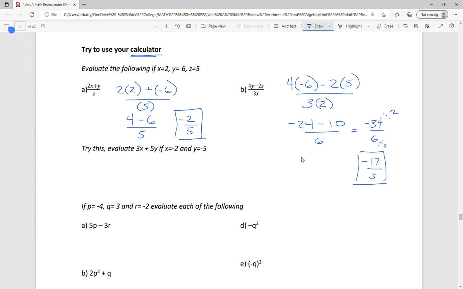So the letters have changed on this one. The expression is 3x plus 5y, and we're going to evaluate it because we know what those mean. Lots of negatives in this one. -6 minus 25, and I'd probably do that on my calculator. I get a -31.